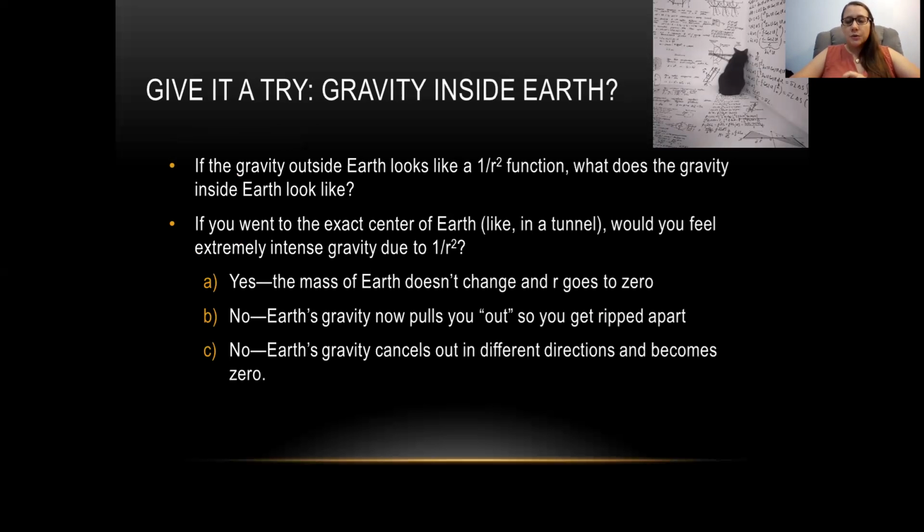Okay, so when we're thinking about gravity, yesterday we saw Newton's universal gravitation formula, right? Big G times mass 1 times mass 2 divided by r squared. So if the gravity outside of Earth or outside of the sun or outside of a planet looks like a 1 over r squared function, proportional to 1 over r squared, what does the gravity inside Earth look like?